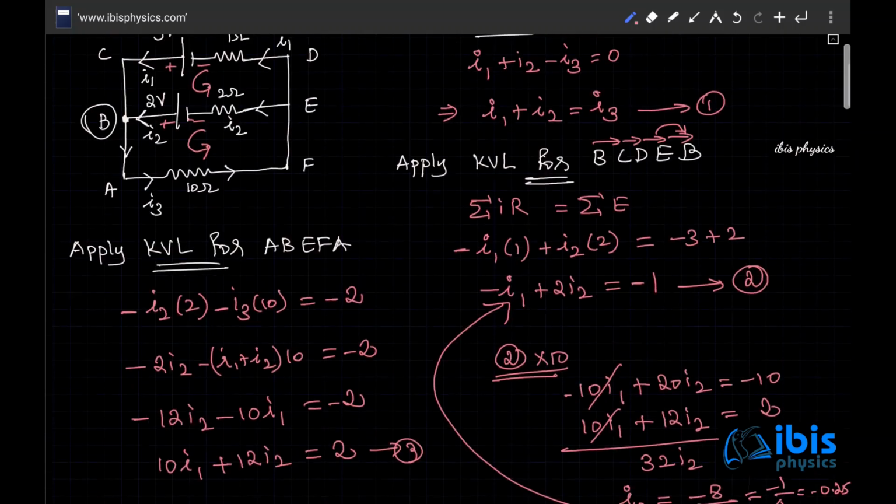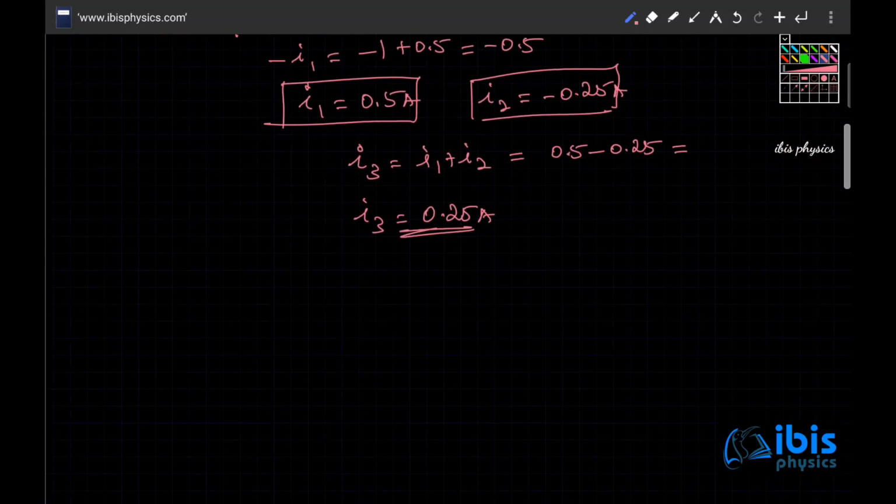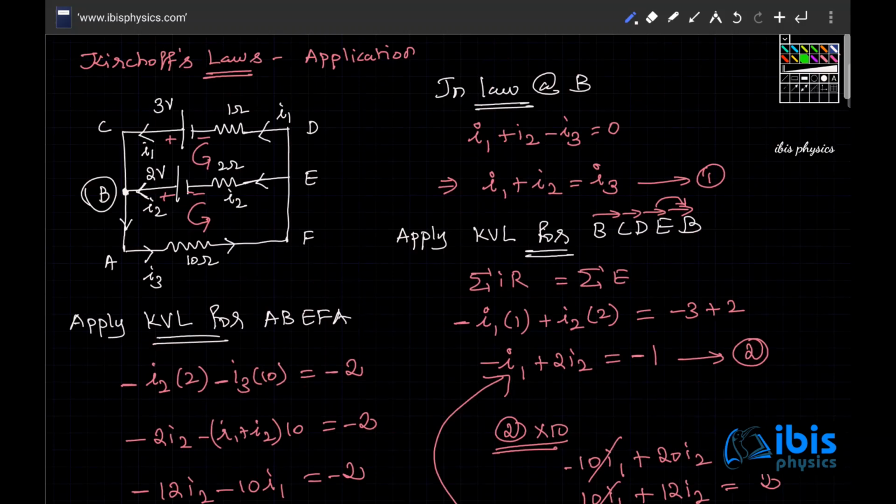Let us look at the equation here. We have got I2 as negative. That means what? Here we assumed the current I2 in this direction, but actually, let us redraw the circuit here again. So this is the battery. So it is 10 ohms, and this is 1 ohm, and this is 2 ohm, and this is 3 volt, and this is 2 volt. We assumed I1 here, this is I1, and this is I2.